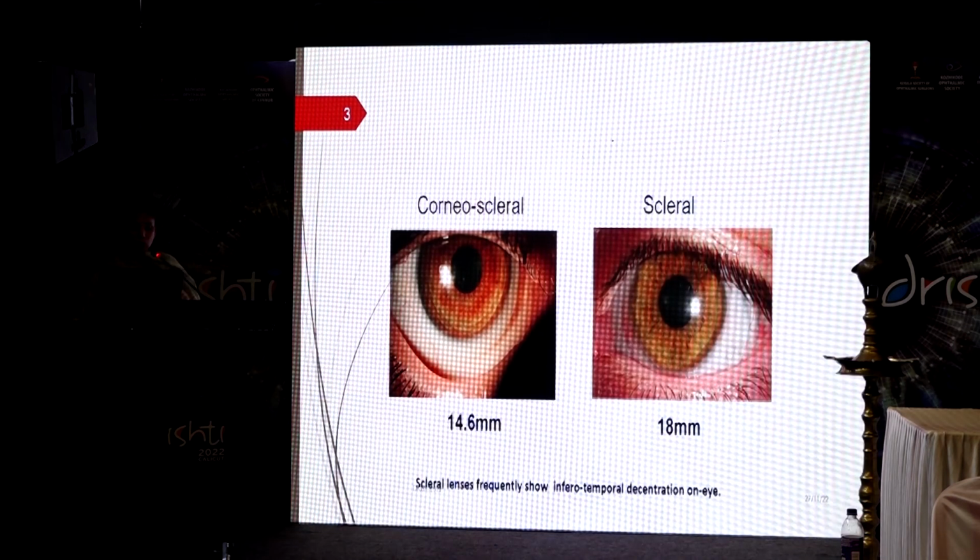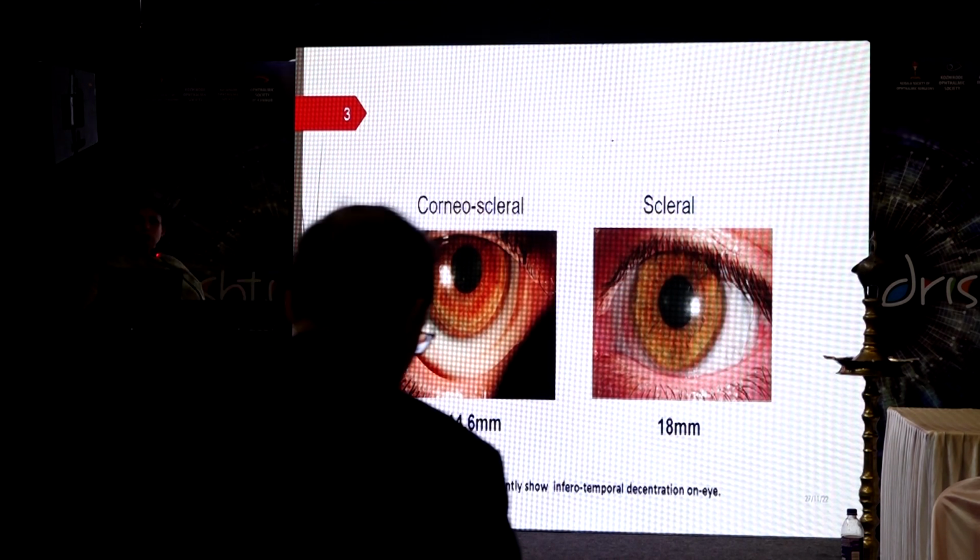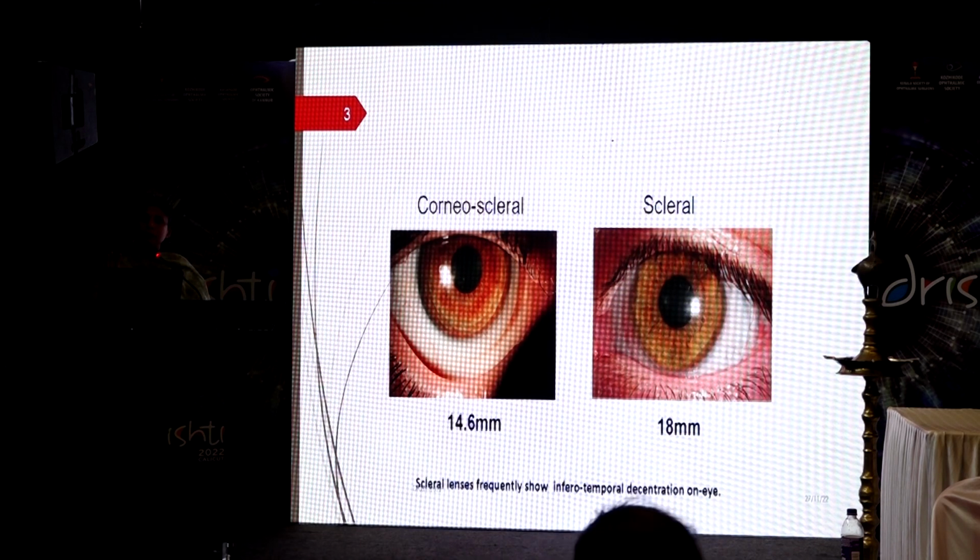So basically the corneoscleral lenses are roughly around the soft lens diameter of around 14.6 mm, and scleral lenses can range anywhere from 15 mm upwards until 24 mm, depending upon the condition. But because of the anatomy of the eye, nasally it is flat and temporally it is steeper, there is a tendency for scleral lenses to show inferotemporal decentration when fitted on the eye. So you need to understand it is basically because it follows the anatomy of the eye.